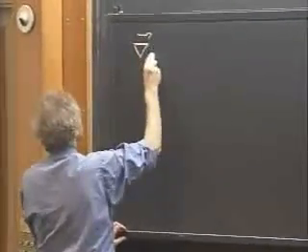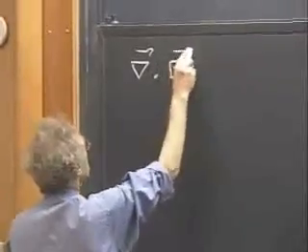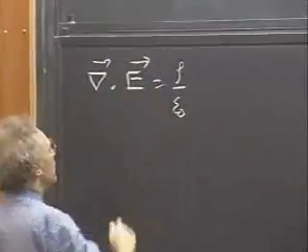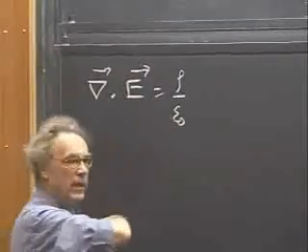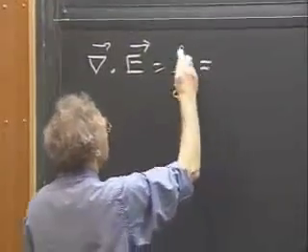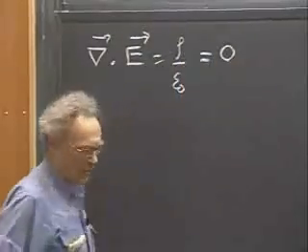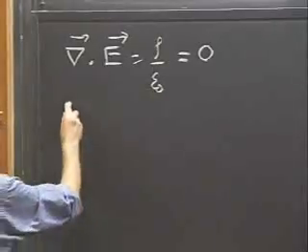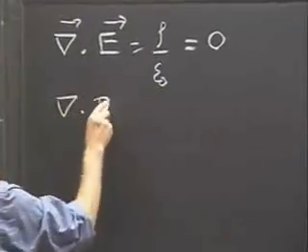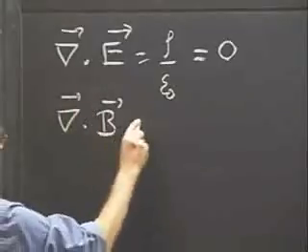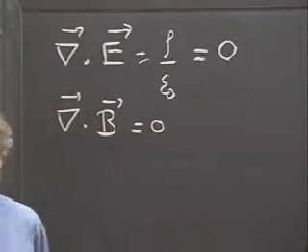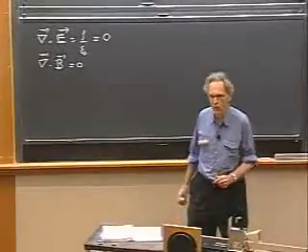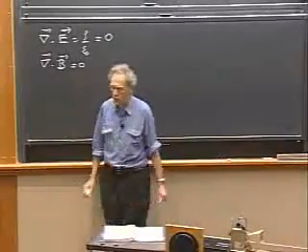The divergence of E equals rho divided by epsilon 0, Gauss law. In vacuum there is no charge density, so this is 0. Then we have the divergence of B. That is 0. If one of you ever discovers a magnetic monopole, you would not only get the Nobel Prize, but then the divergence of B would not be 0.